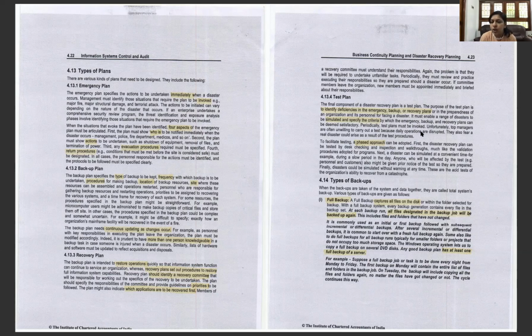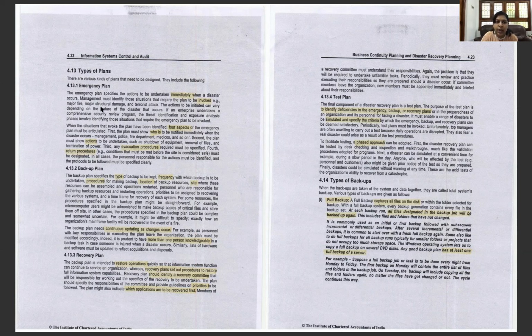What are the backlogs that we are going to face here? Sometimes the top managers feel that if you are going to carry out these test plans, normal operations are going to be disrupted, or that developing this test plan itself could lead to a disaster. So these are the backlogs that we face in the test plan. Next, to facilitate testing, a phased approach can be adopted. This we will also be seeing in the phases of SDLC. That is a phased, step-by-step approach can be adopted.